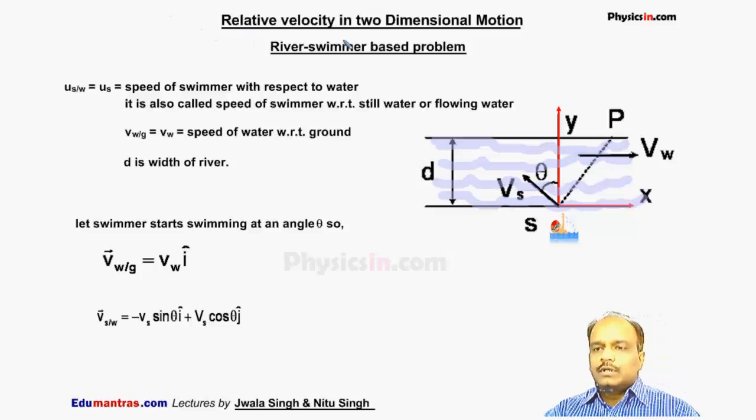Relative velocity in two-dimensional motion. Here we will first discuss relative velocity based on the river swimmer problem. Let this be a swimmer who is capable of swimming with a speed Vs.